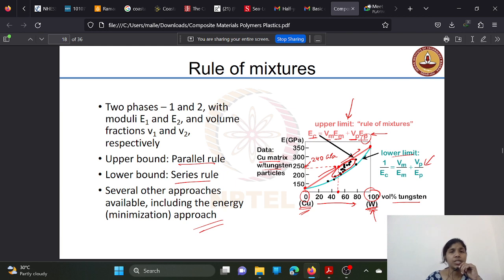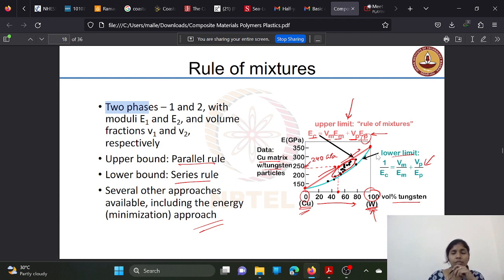And this rule of mixtures is defined for, suppose you have a composite having two phases, phase 1 and 2, with modulus of elasticity E1 and E2, and volume fractions V1 and V2. Volume fraction is nothing but V1 divided by the total volume, V2 divided by the total volume. Those are the volume fractions. And here you have upper bound and lower bound rules. Here the data is for a copper matrix with tungsten particles. The matrix is copper and the dispersed particles are tungsten.